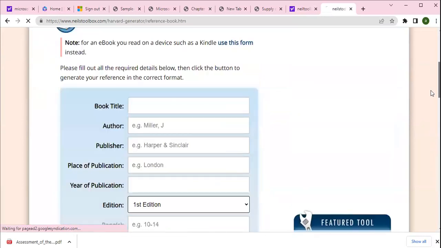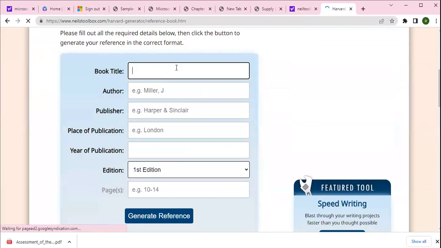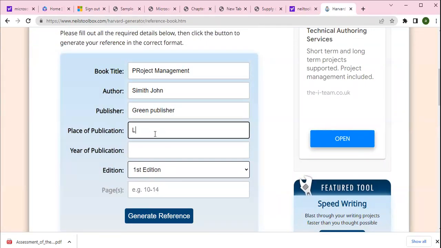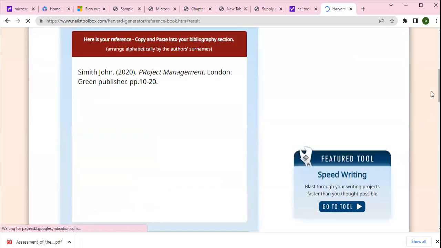Okay, so you can put the title of the book, which is Project Management, first, then the author, who published it, the place of publication, and the year of publication. So it will say Project Management first. Let's say the author is Smith John, the publisher is Green Publisher, the place of publication is London, the year of publication is 2020, and it was the first edition. You read pages 10 to 20, and then generate the reference, and that will generate the reference for you.